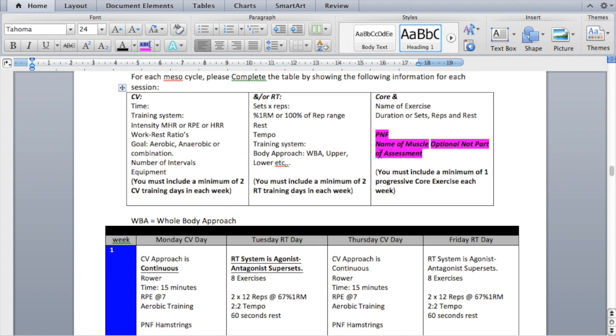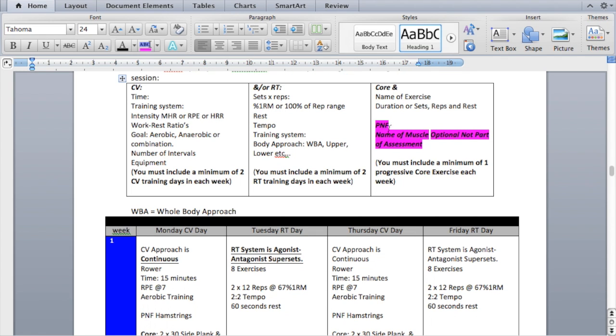For those of you looking to excel on your case study, you can enter the name of P&F muscles, so the stretches that you want to do, but please read here where it says it is optional and it is not part of the assessment, so it's not something that you actually have to do.